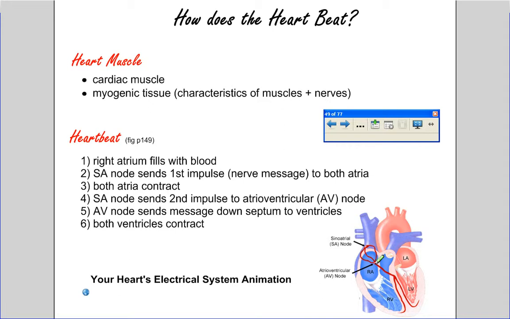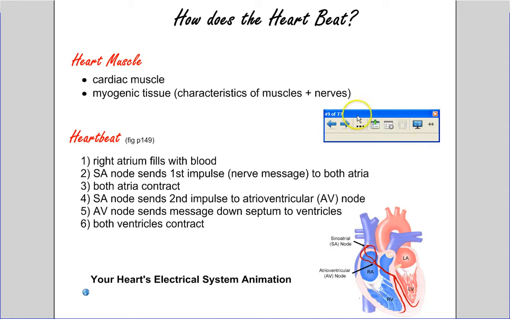Okay, the atrioventricular node then sends a message down the septum to both ventricles. Okay, and there's more detail in the online mini lab, but this is sufficient for what we need to know. So it sends a message down the septum to both ventricles and causes them to contract. Okay, so that is basically how your heart beats.